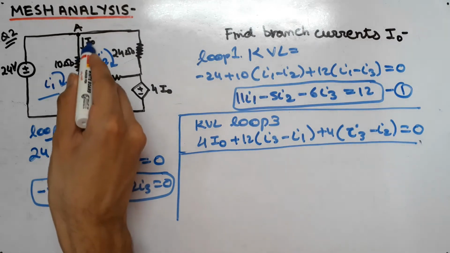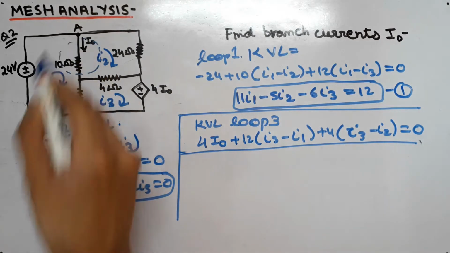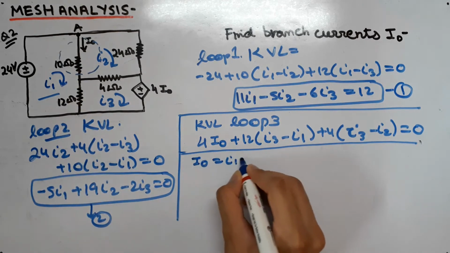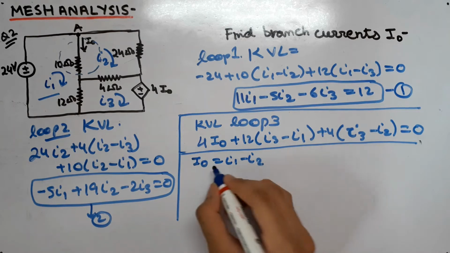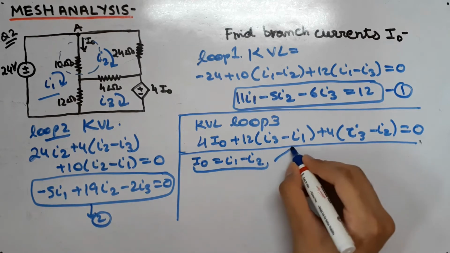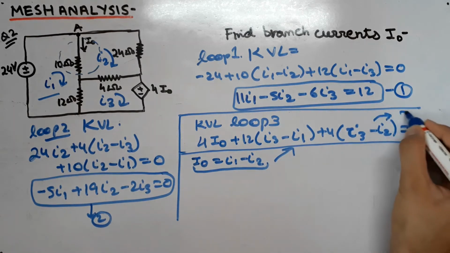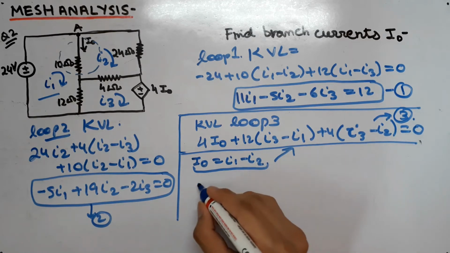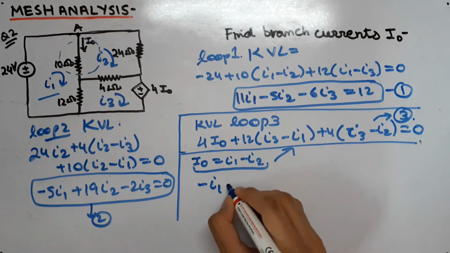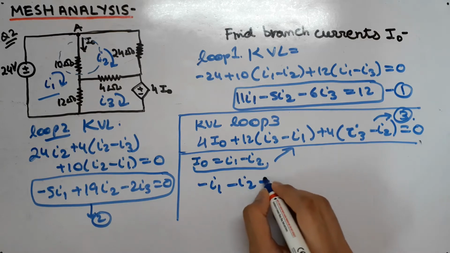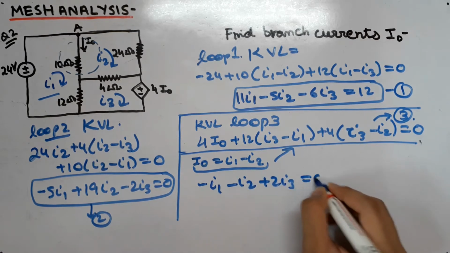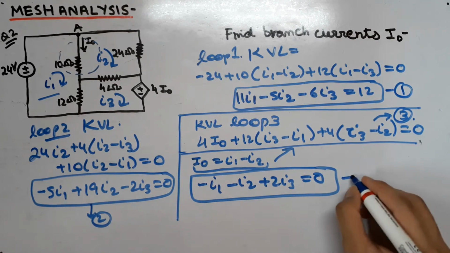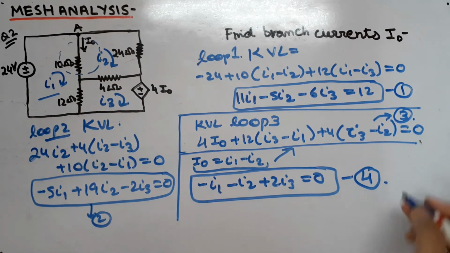Now when you look at this branch over here, you will see that the value of capital I0 is equal to small I1 minus small I2. So we will put this in equation number 3, that is, this is our equation 3. And when we put this in equation 3, on solving we will get I1 minus I2 plus 2I3 is equal to 0. Let us name this equation as equation 4.